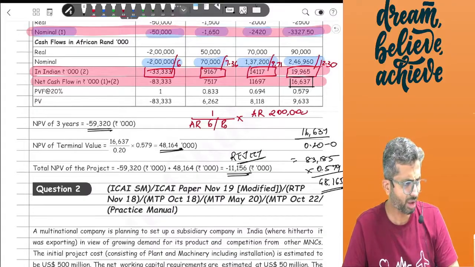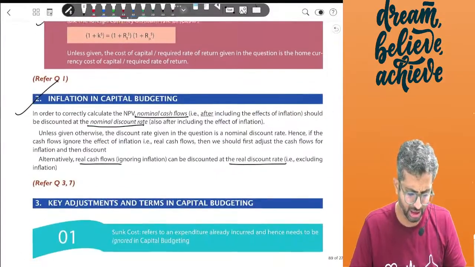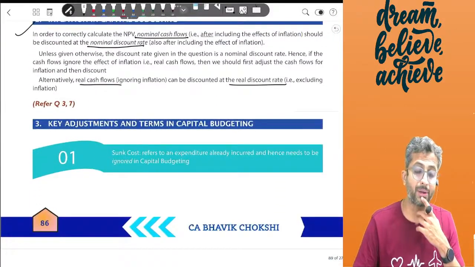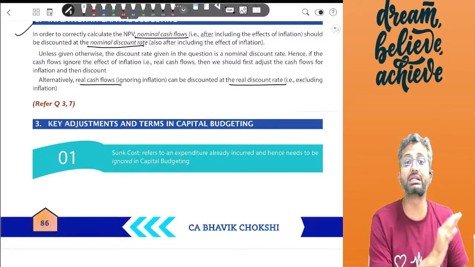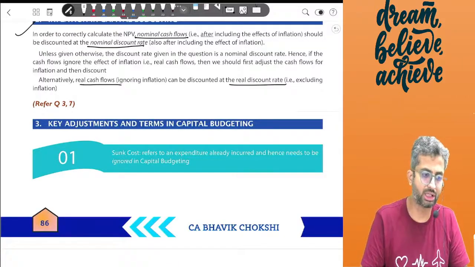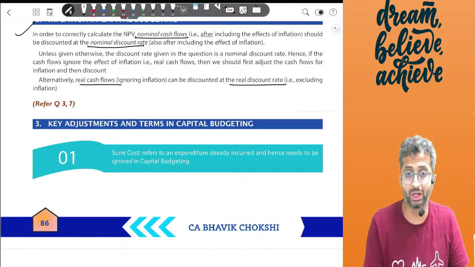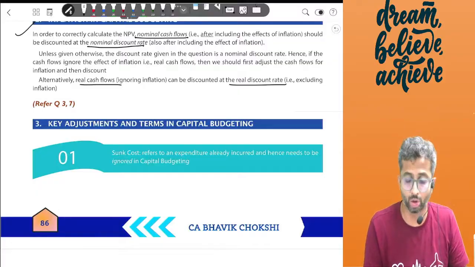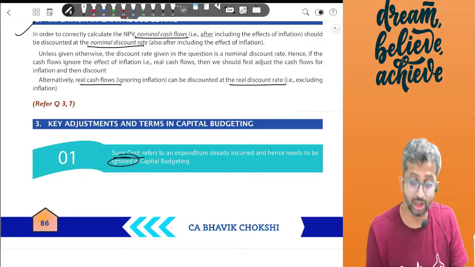Okay, so this kind of takes care of inflation. Now, a few common adjustments to be done in a typical capital budgeting question. First, if there's a sunk cost, what do you mean by sunk cost? These are costs which are already incurred. Should you consider the sunk cost in your calculation? No, it is already done and hence it has to be ignored. Second is, over here sunk cost has to be ignored.